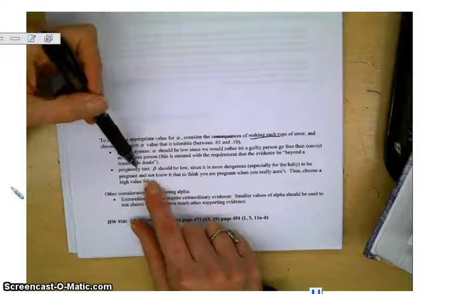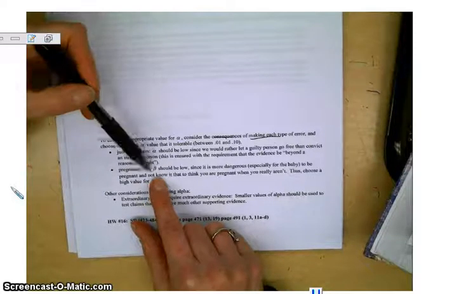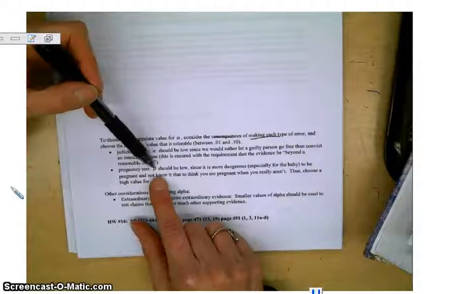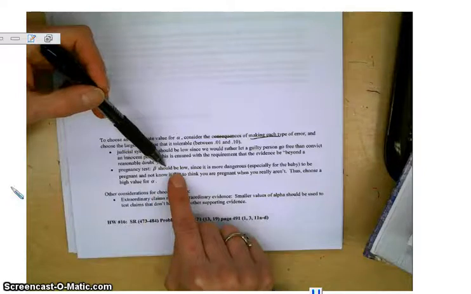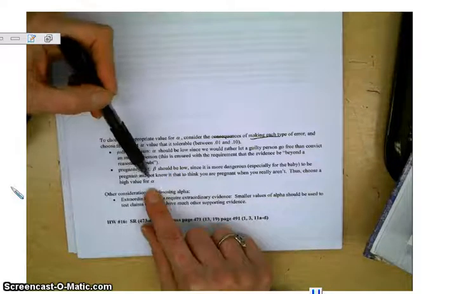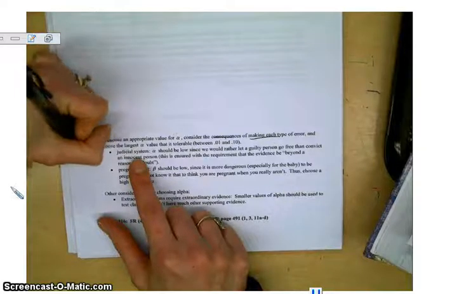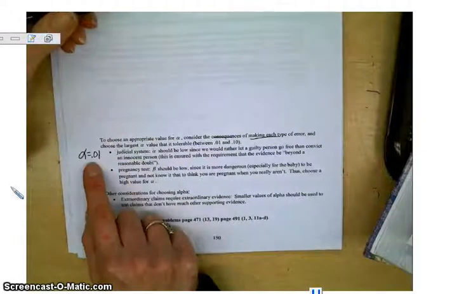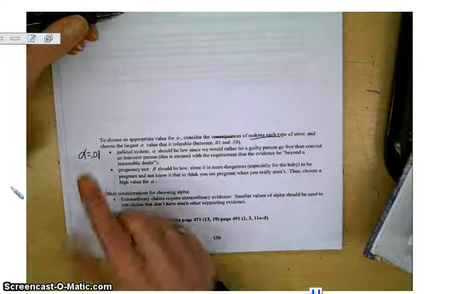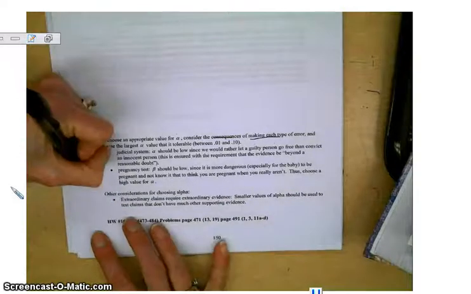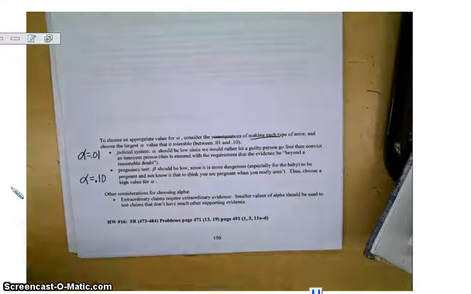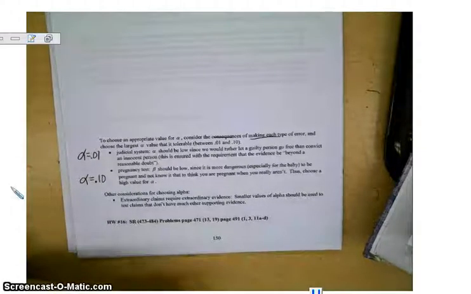In the pregnancy test, it's worse to think you're not pregnant and be pregnant. That's the type 2 error, so you want beta to be low in that case. So basically you'd pick a high level for alpha. In the judicial system, you'd pick alpha equals 0.01 because you want the type 1 error to be low. If you want the type 2 error to be low, then you pick the highest alpha you can pick, because you don't pick beta. Beta's not something you have any control over, really. We'll talk about that next time.